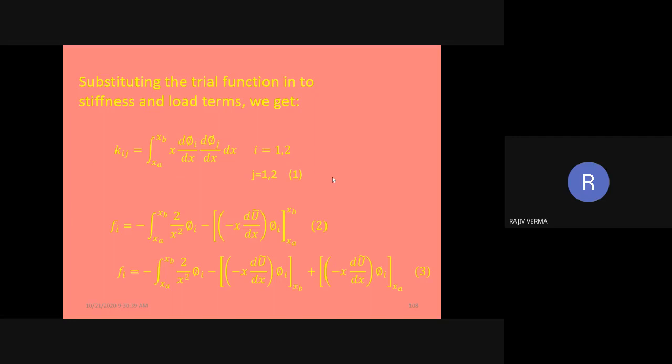But the third term, that which contains the value of the flux at xa, obviously is not known. We know the value of phi 1 and phi 2 at xa, but we do not know the value of the flux at xa. Therefore, this particular term is unknown to us.